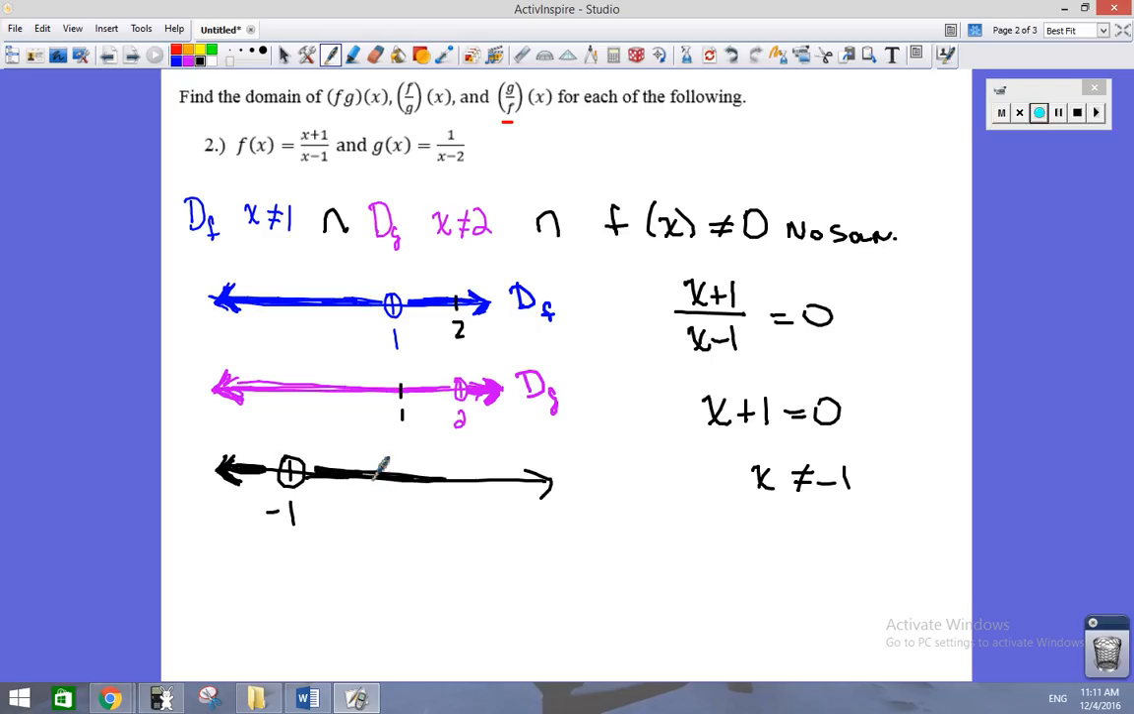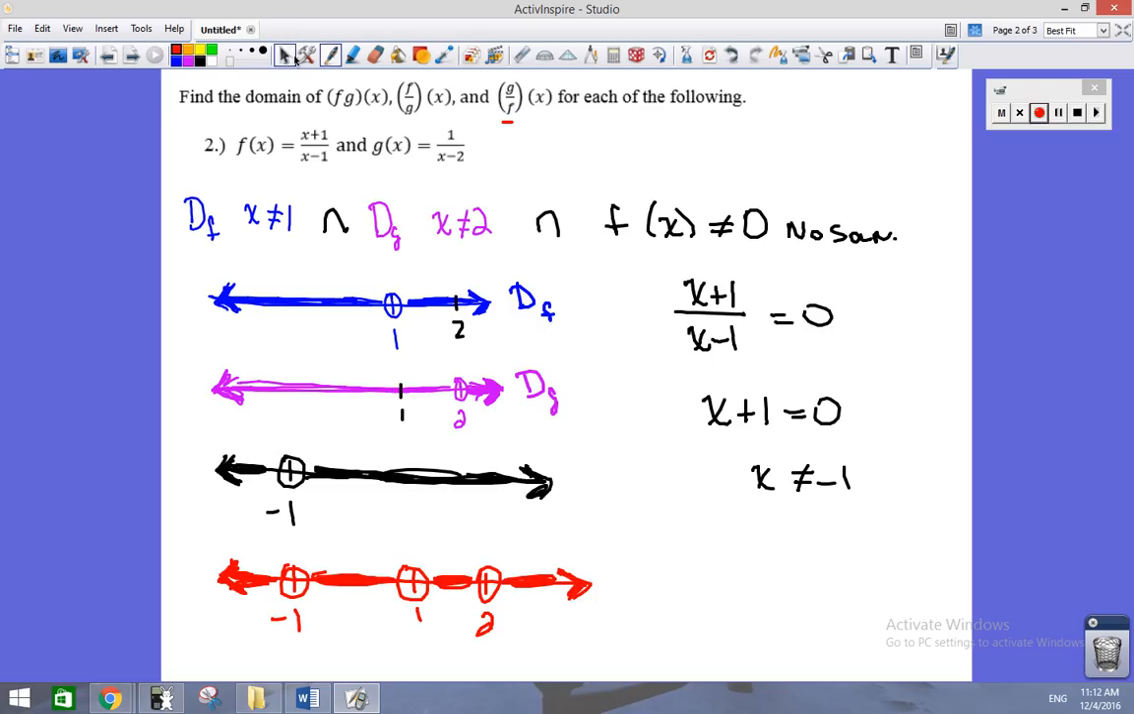Now, to be in my final answer, you have to be in each of these sets. You have to be in this one, and you have to be in this one, and you have to be in this one. So since negative 1 is not in all three of them, it will not be in the intersection. It will not be in my answer. Positive 1 is not in all three sets, it will not be in my answer. Positive 2 is not in all three sets, it will not be in my answer. But it looks like everywhere else on the number line, none of these other values cause me division by 0 in any way. So there's a picture of my answer.